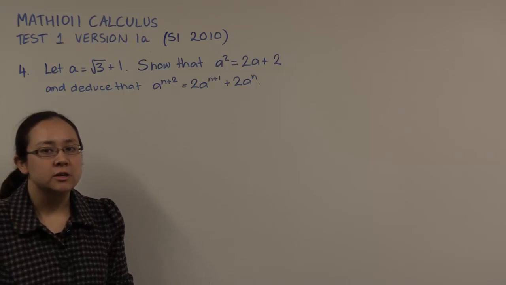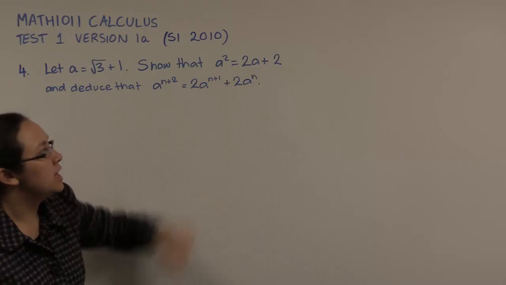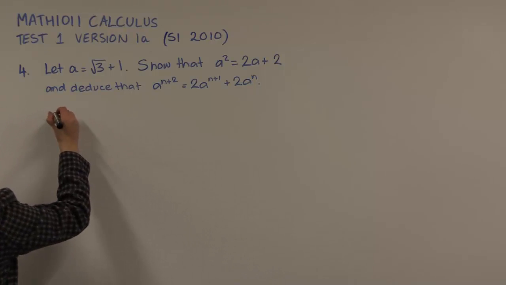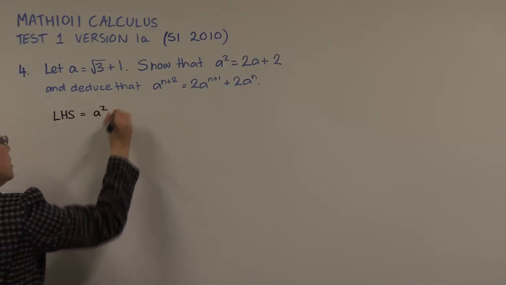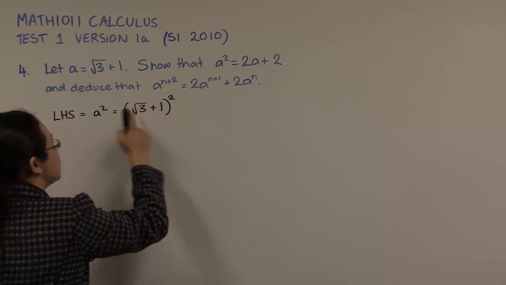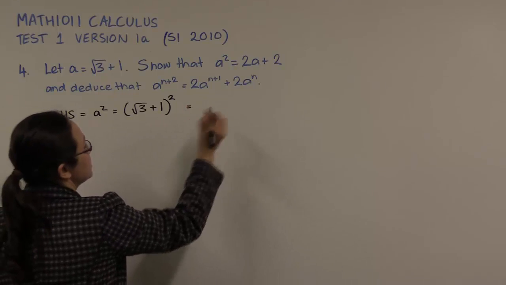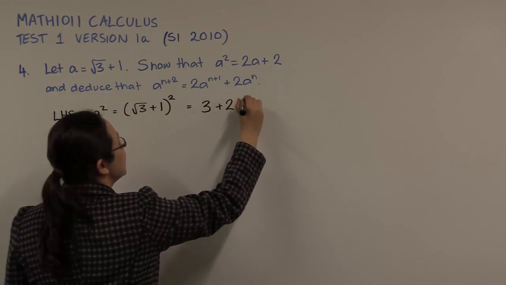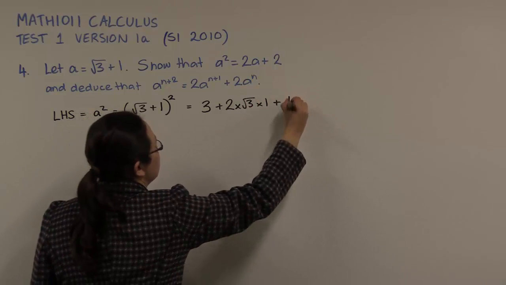Question 4, we've got a surd here. A has the value the square root of 3 plus 1. We're asked to show that a squared equals 2a plus 2, first of all. So let's work out the left-hand side, that's a squared. Well, a is the square root of 3 plus 1, so a squared is the square root of 3 plus 1 squared. When we expand this, we have to remember to square the first, plus twice the square root of 3 times 1, plus 1 squared, which is 1.